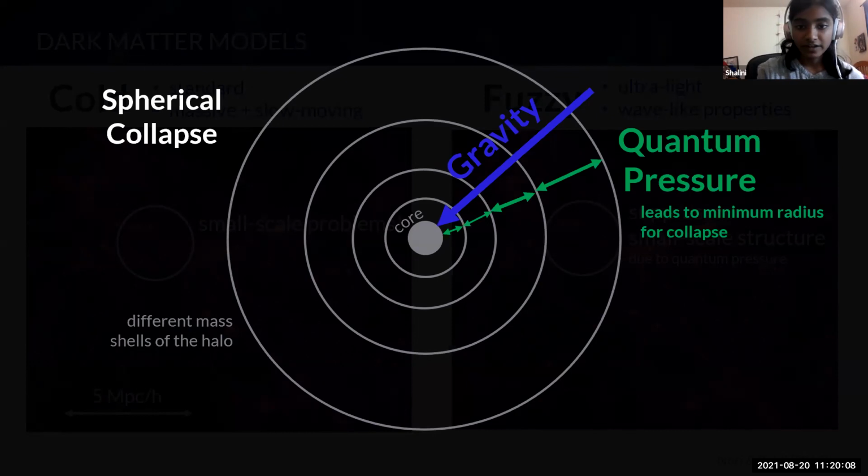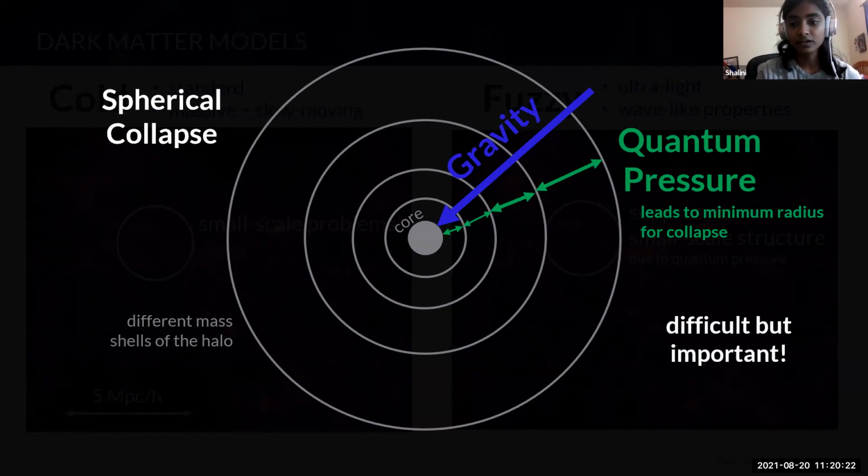But modeling the effect of quantum pressure is still an area of active research. Current studies are often constrained to simple one-dimensional problems in simulations. And in this way, a more comprehensive analysis of how quantum pressure affects the collapse of dark matter halos and thus small-scale structure formation is needed.